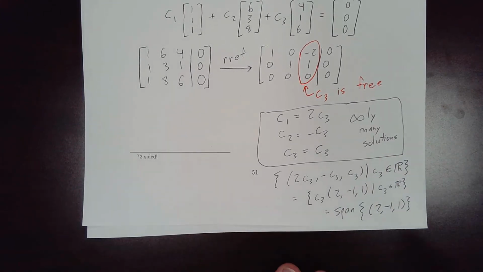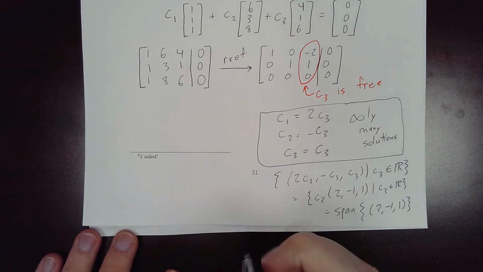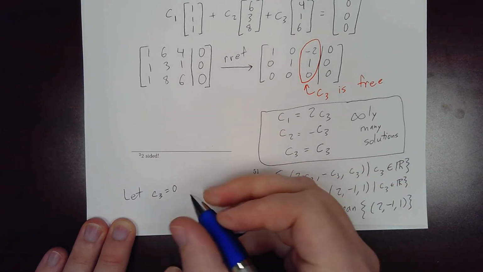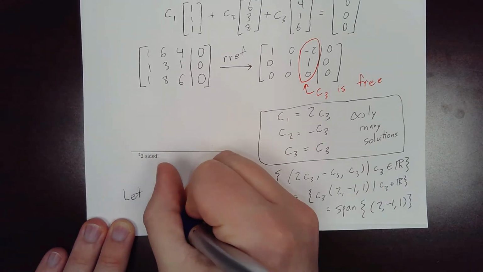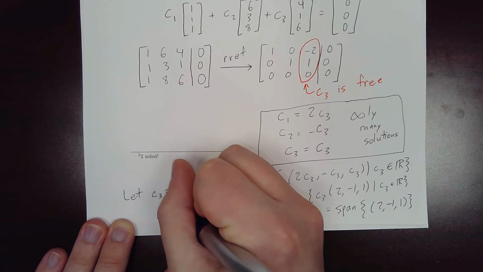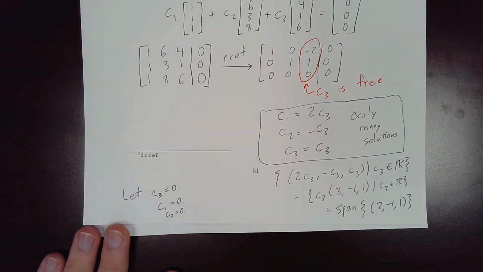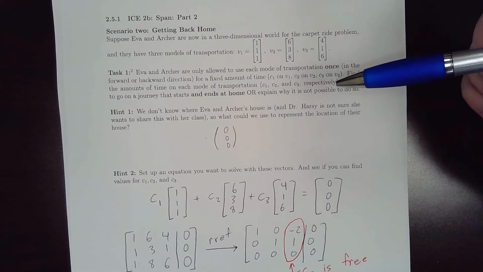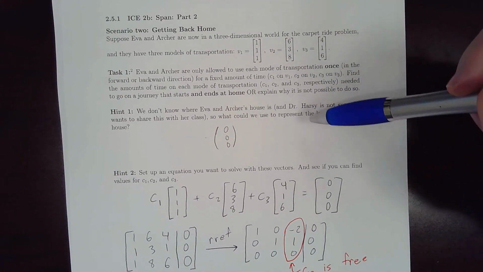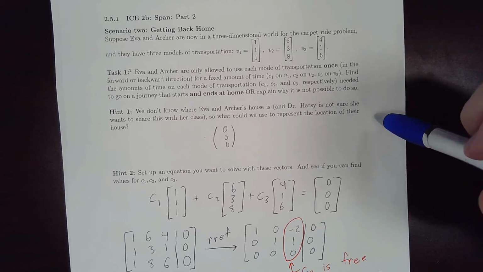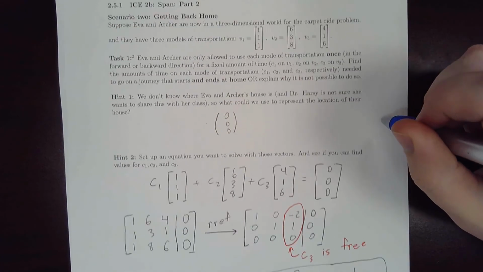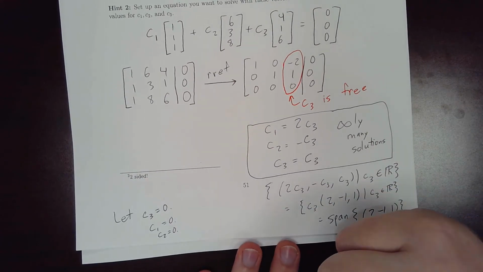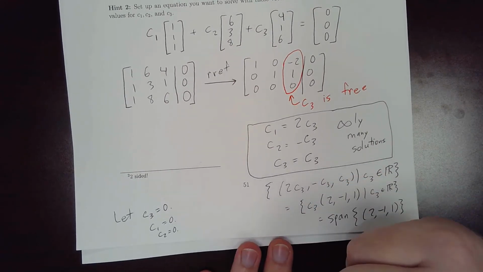All right, so let's give an example of a solution here. Let's say C3 equals 0. Well, if C3 is 0, then C1 is 0, and C2 is 0. Oh wait, what did we just say? Let's think about this for a second. What we just said was if Eva and Archer want to go on a journey that starts and ends at home, they could travel on each of their different modes of transportation for 0 hours.